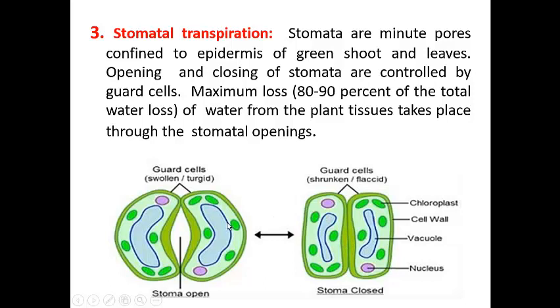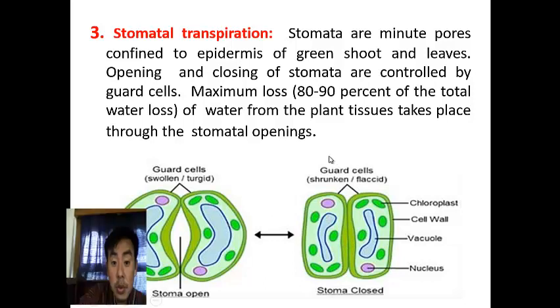So stomata is a minor opening present on the surface of the leaves. The loss of water from the stomata is called the stomatal transpiration. And amongst the three types of transpiration, the major transpiration happens from the stomata. Almost 80 to 90% of the total water loss takes place from the stomata.